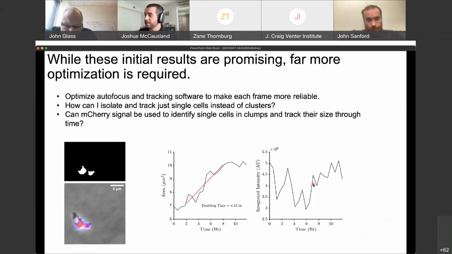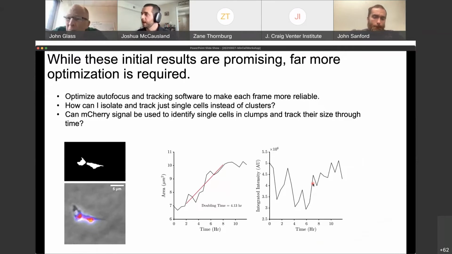So from this, I have identified some key next steps that I plan to do. So first of all, now that I've finally gotten, I think, a condition to reproducibly make them grow, I'm going to be working on the automated software that's tracking the cells. So making the autofocus more reliable, and the tracking and the mCherry localizations between each frame more reliable. Then I need to work on how I can individually look at these individual cells through time.